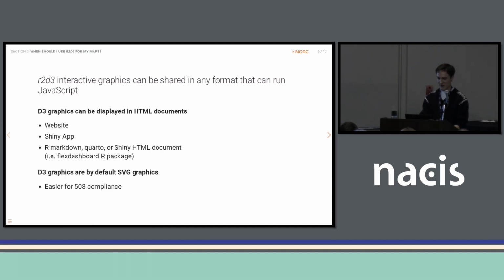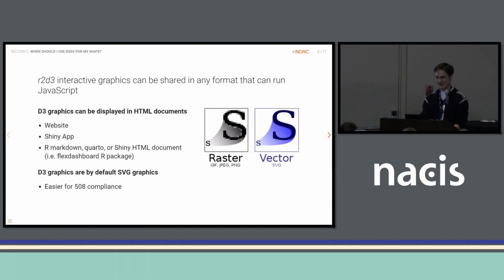So the output of D3 is an SVG, a scalable vector graphic, and the scalable element of that is really important here. It's really great for 508 compliance. It can fit anywhere, including on a mobile device. You can also save the outputs as standalone HTML files, so something you could just double-click to open or embed elsewhere.